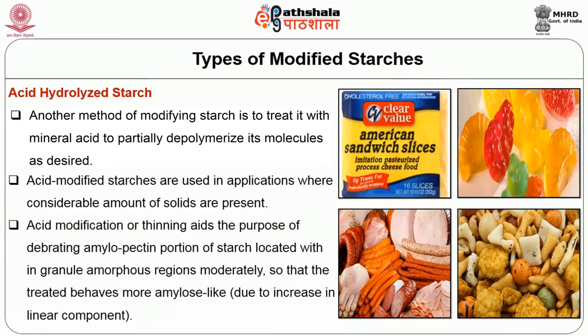Acid modification or thinning serves the purpose of moderately debranching the amylopectin portion of starch located within granule amorphous regions, so that the treated starch behaves more amylose-like due to an increase in the linear component.